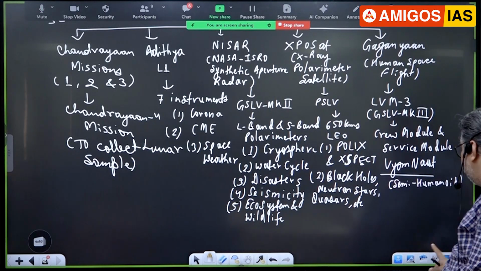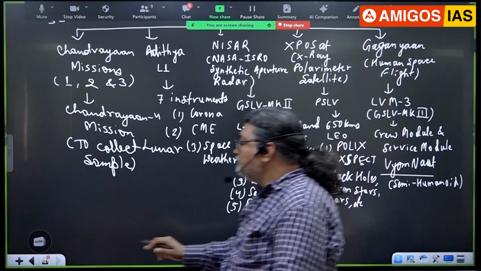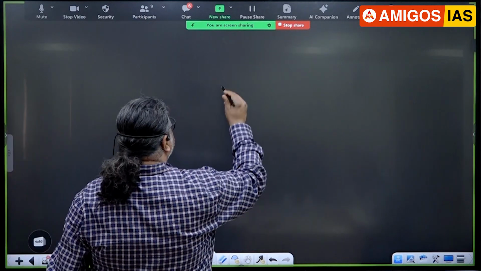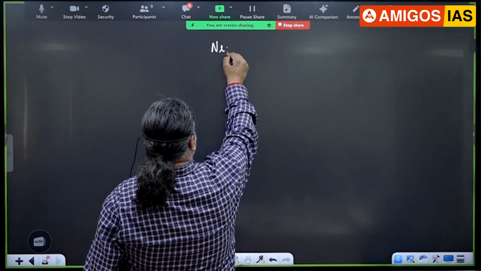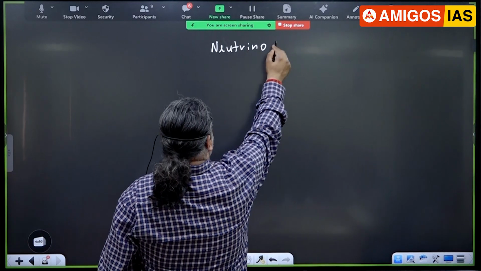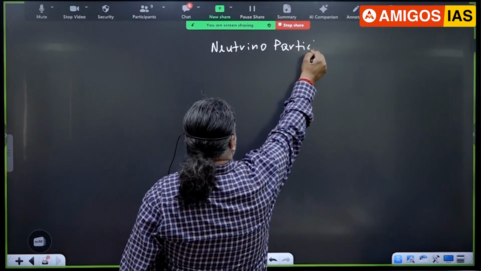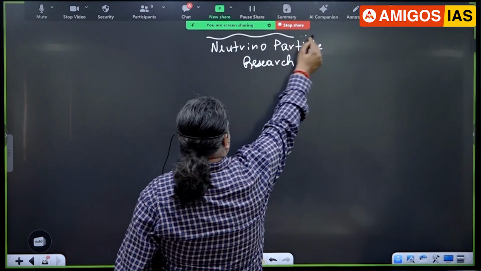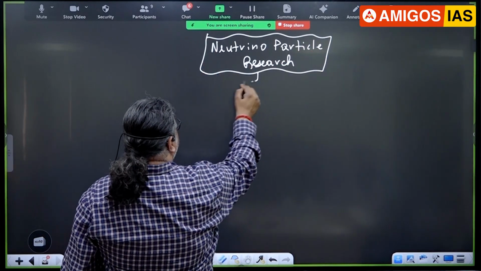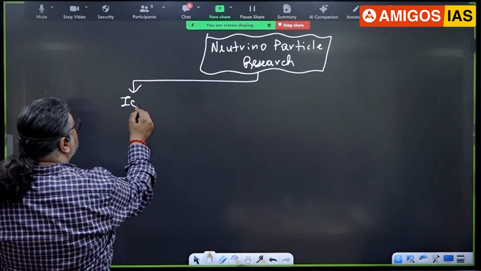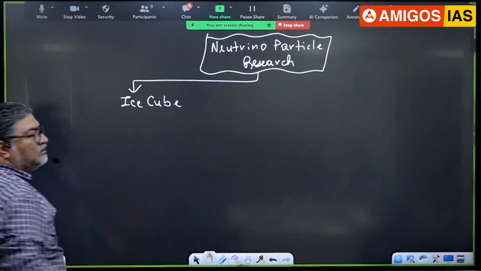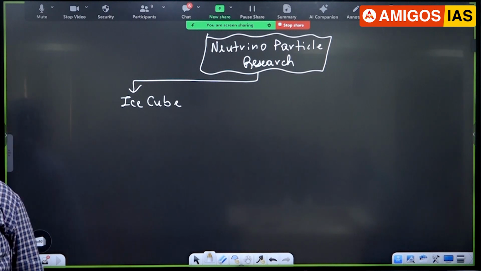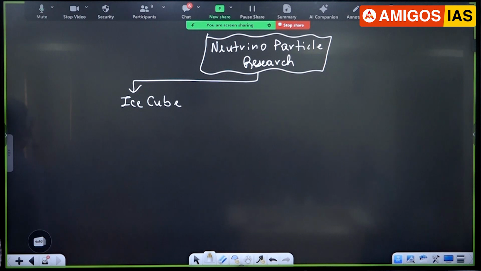Now what is very important, which I would like to add here, is one area which is making a lot of headlines: neutrino particle research. Now let me bring up two areas. One is IceCube. What has come in the news? IceCube. Now what is IceCube? Anybody in the classroom, what is IceCube?